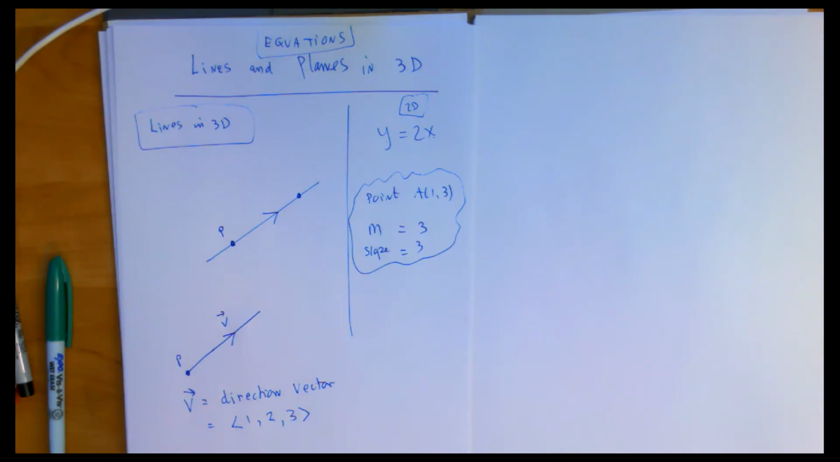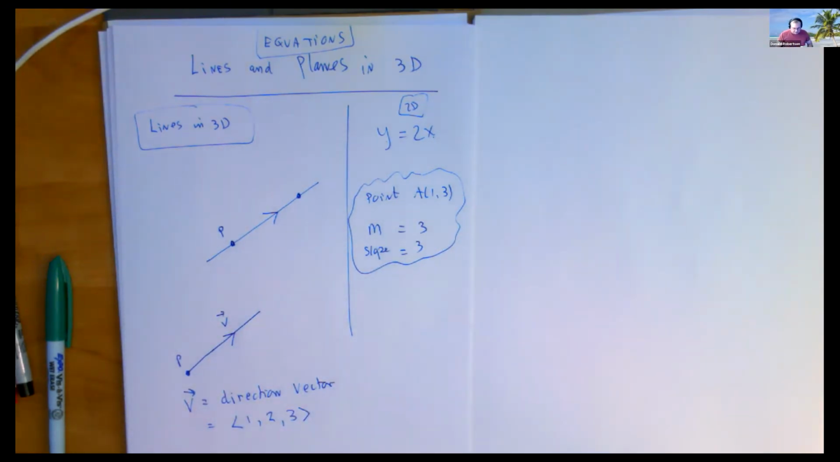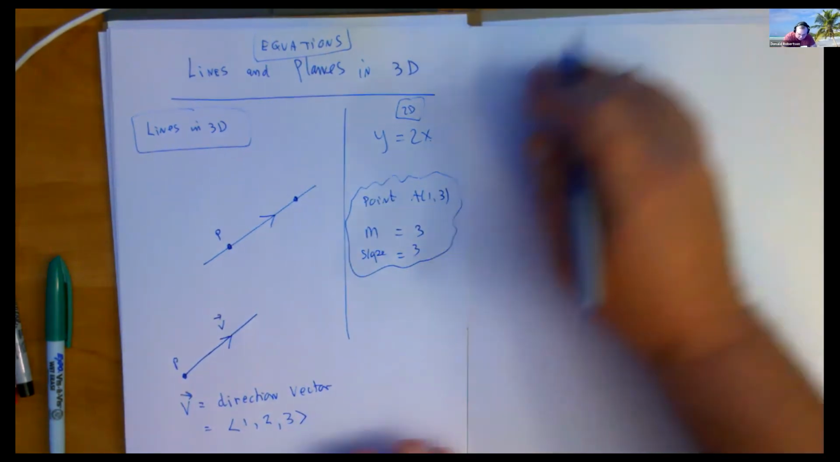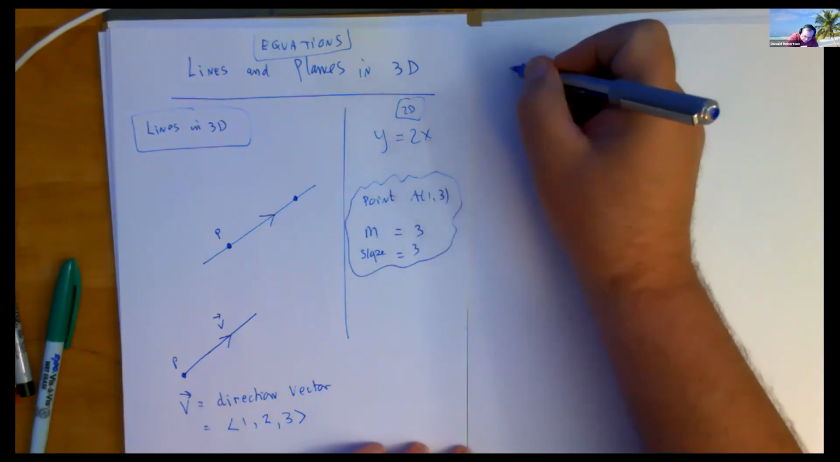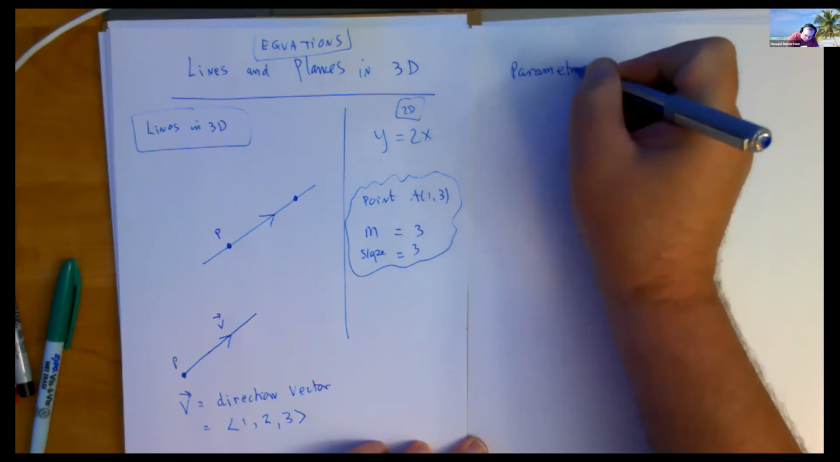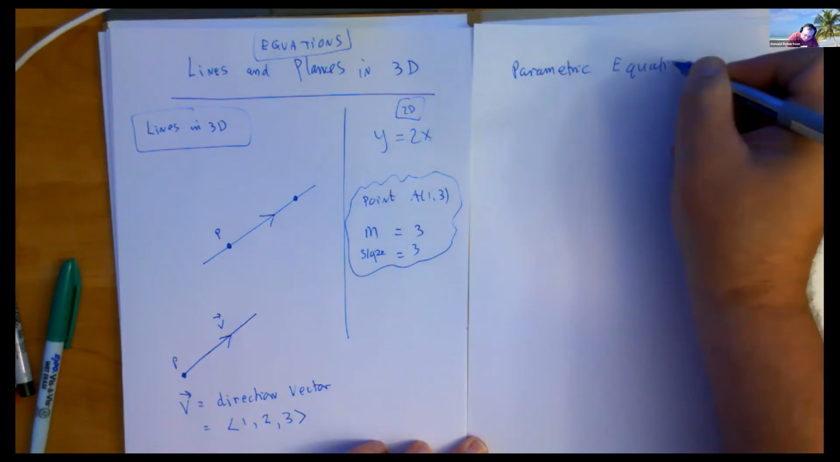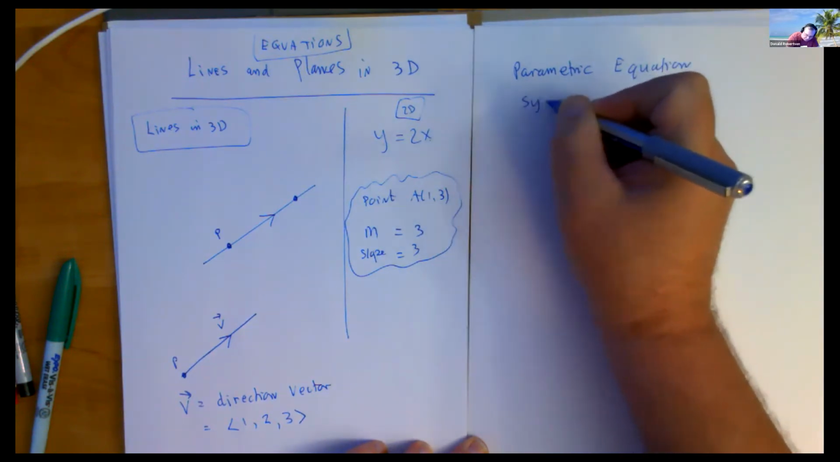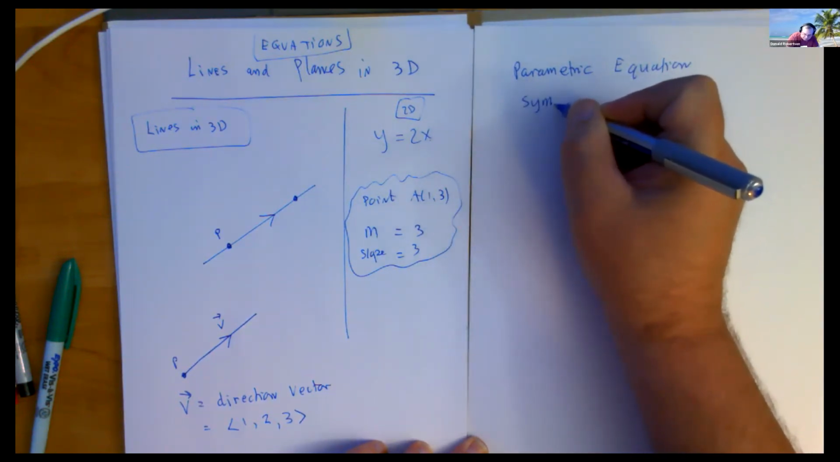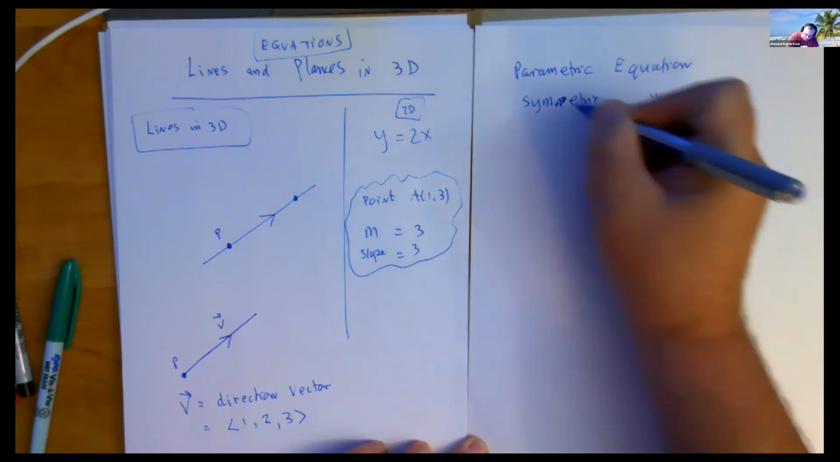Agreed? Yes. Right. So what does it look like? Well, when you do the equation of a straight line, you use 2 different types of equation. One's called the parametric equation, which is the one I'm going to show you right now. And the second one is called the symmetric equation.